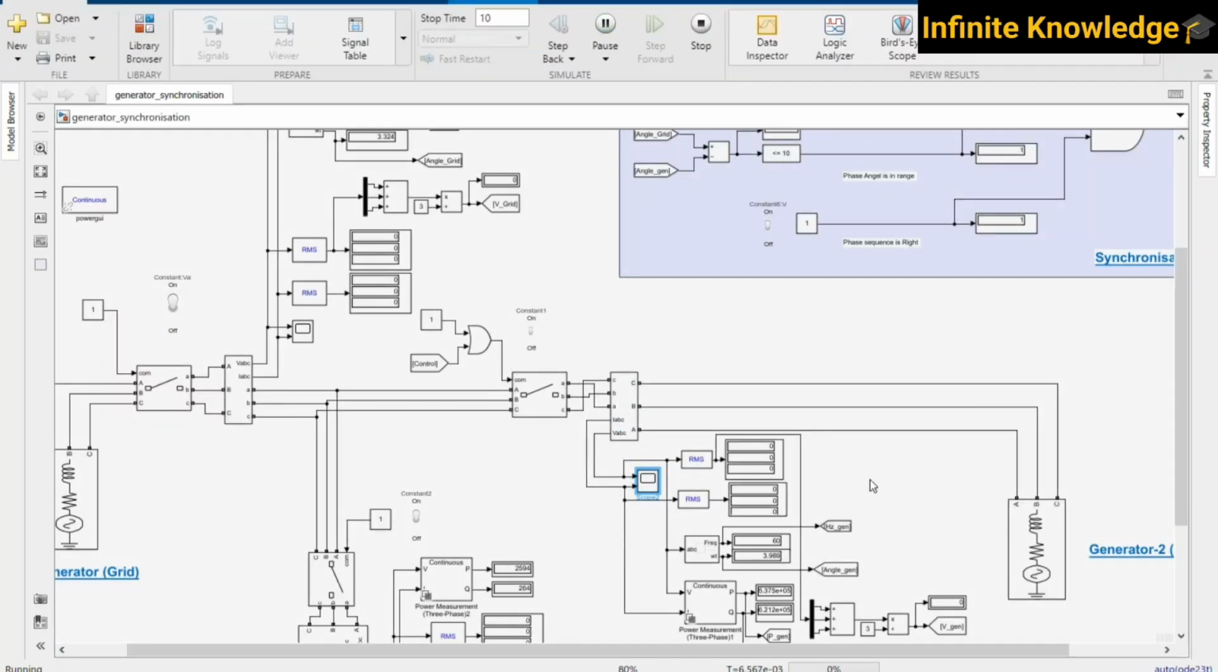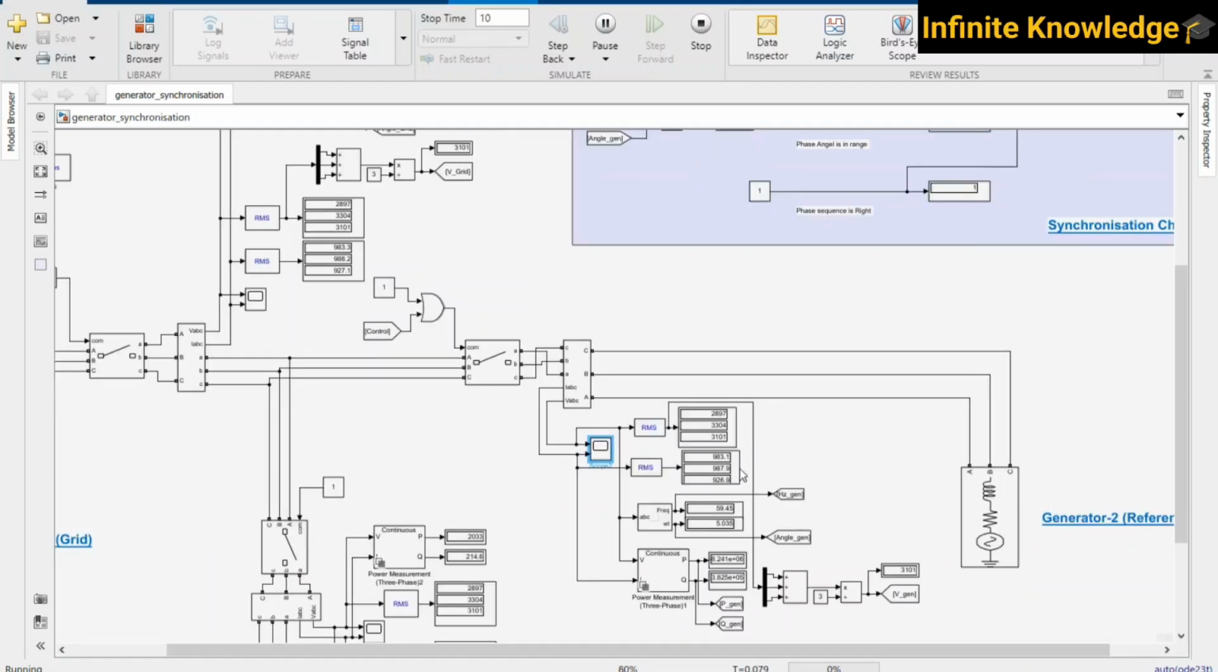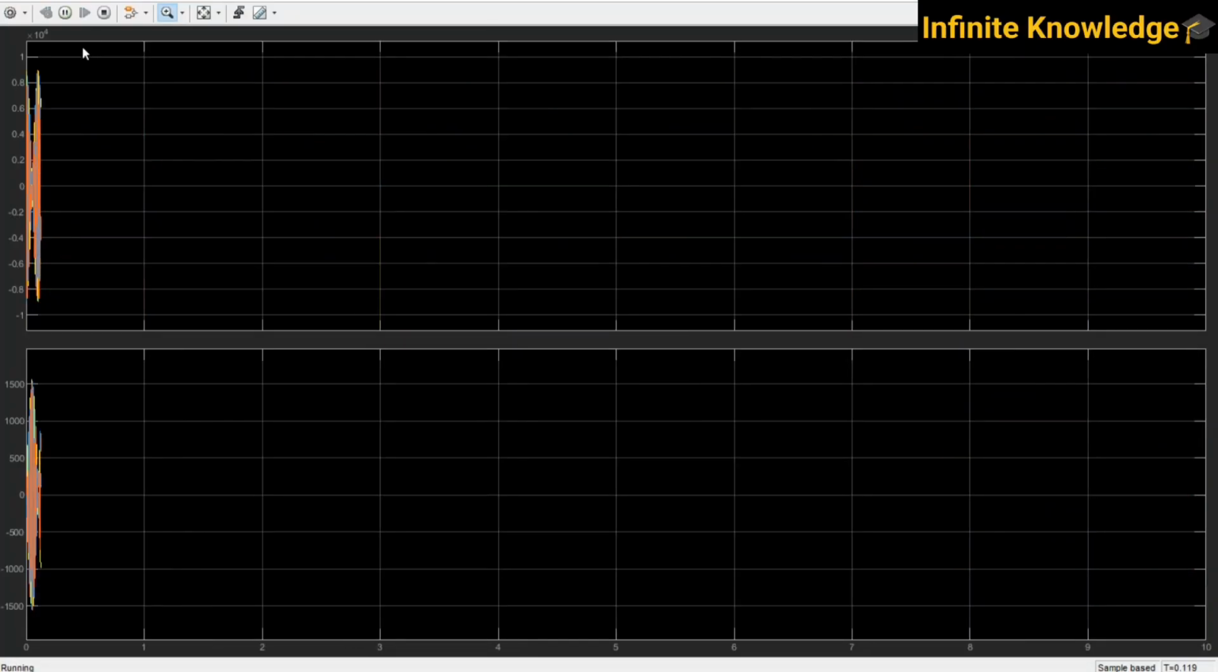So right now also two different frequencies are going to be synchronized. One is from the grid. From the grid it is 50. From the new generator that is to be synchronized it is 60. So there are different frequencies, and we are checking which type of variation we are getting over here. So you can see how the voltage and current are changing.